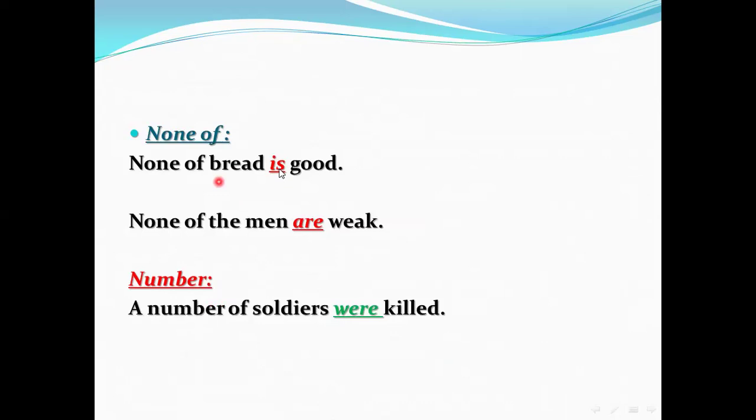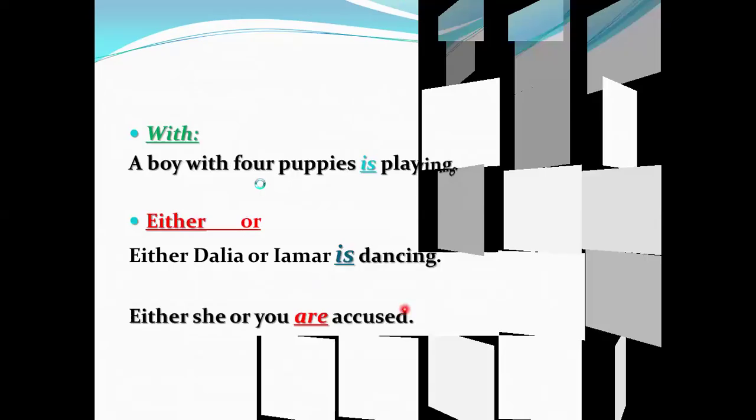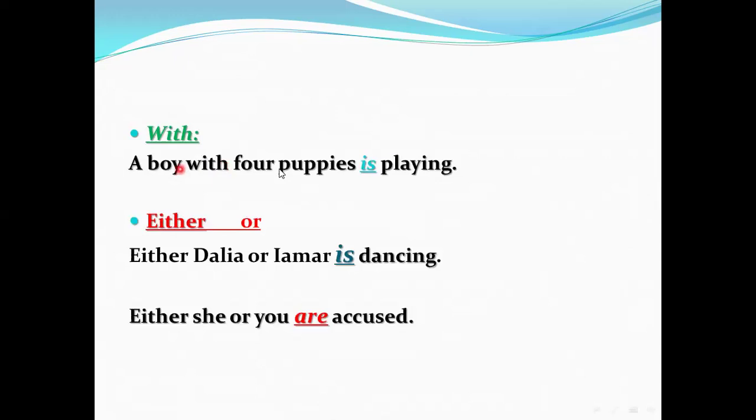None of bread is. As we told before, bread is singular and we must use the verb in the singular state, not in the plural state. None of bread is good. None of the men are here. The number of soldiers here were killed. A boy with four bubbles is playing.